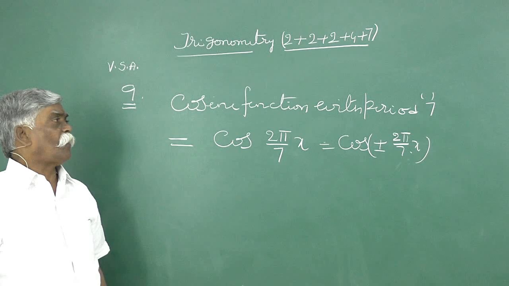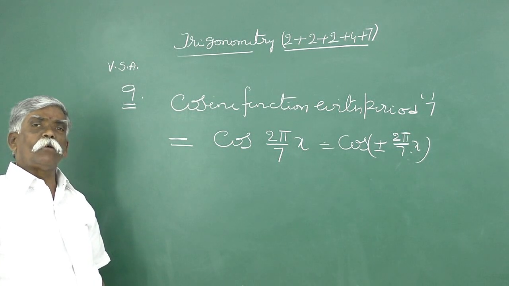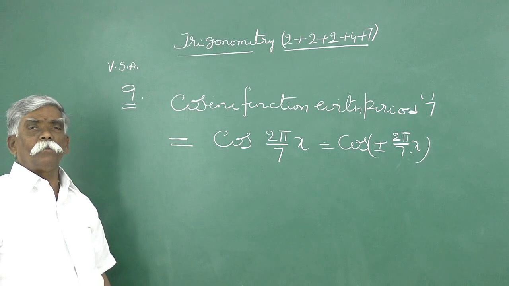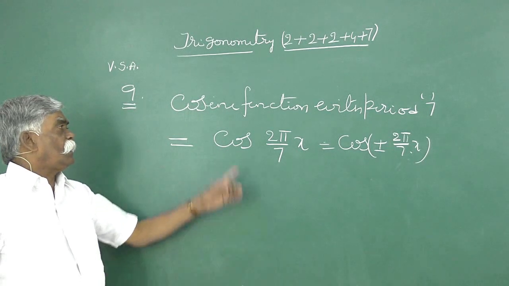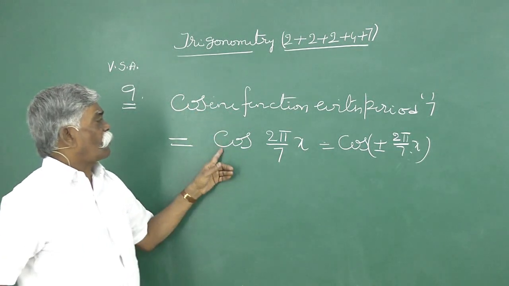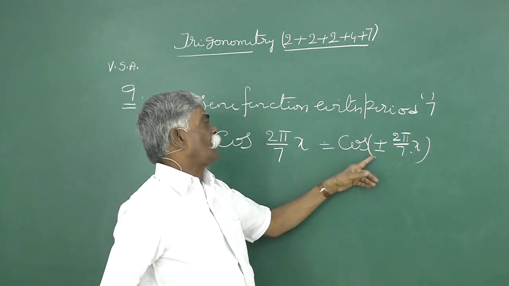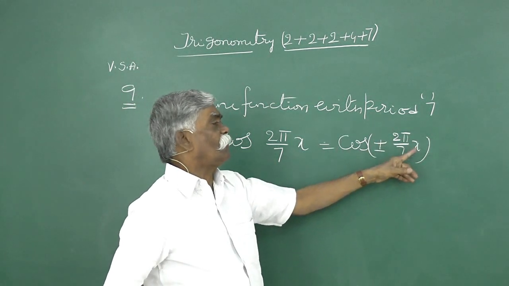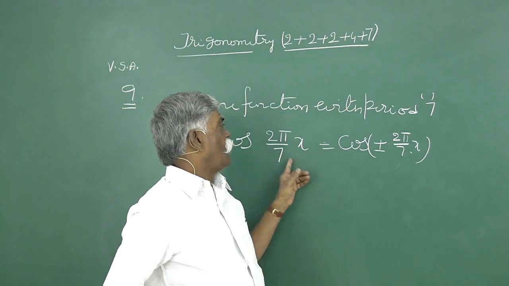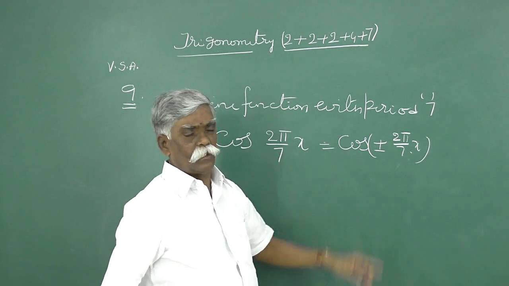So we are asked to find a cosine function with period 7. For any cosine function, the period is 2 pi, but here we require a cosine function with period 7. So therefore it is cos of 2 pi by 7 into x, or this is also equal to cos of plus or minus 2 pi by 7 into x. In the beginning, minus is not written because cos of minus theta is also equal to cos theta.